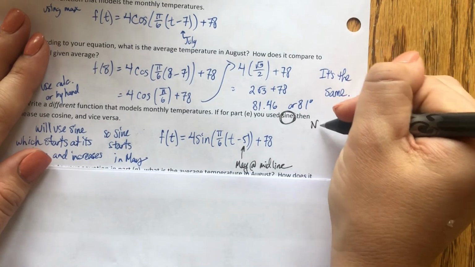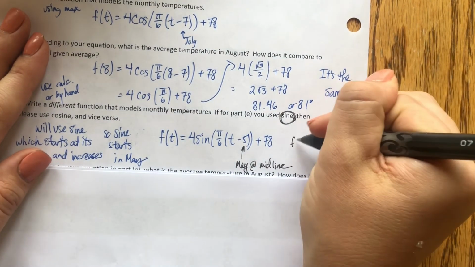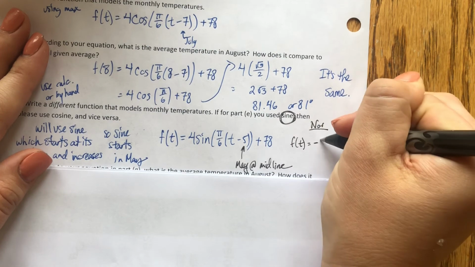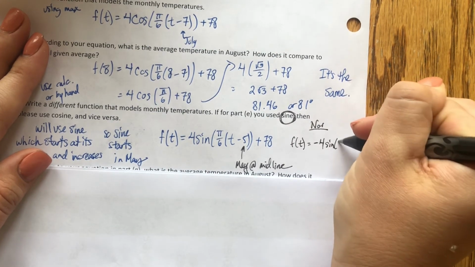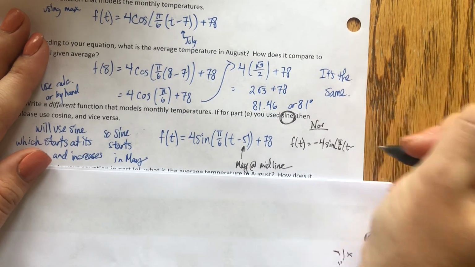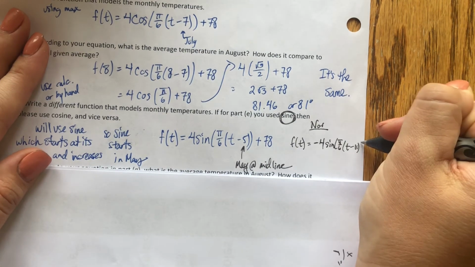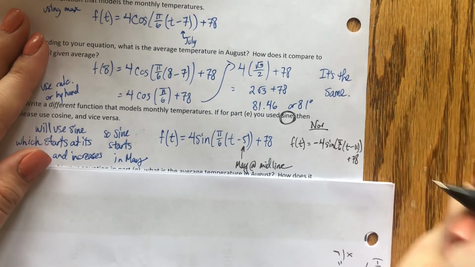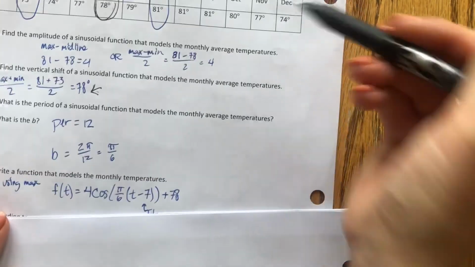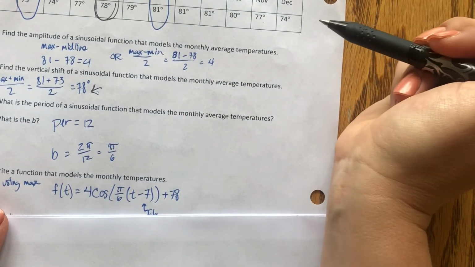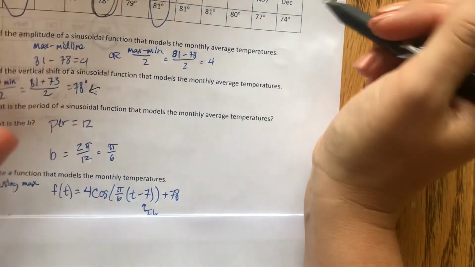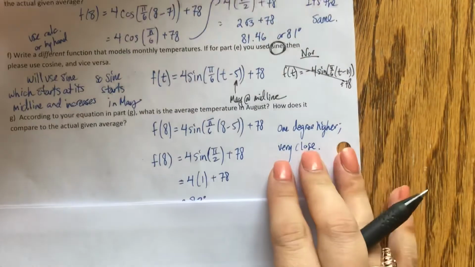Just as an FYI, you could have also chosen November and done -4 sine pi over 6 parentheses t minus 11 plus 78. That would have worked as well. Because in November, you're going down. Oh, wait, 78 is not even the midline. 77 is not even the midline. Well, it'd be close. You couldn't do that. Because 78 is not the midline.